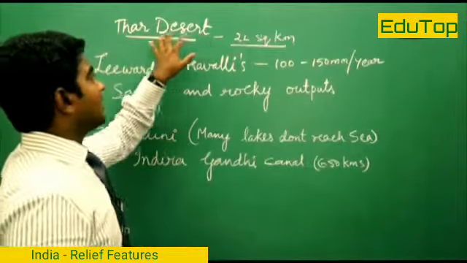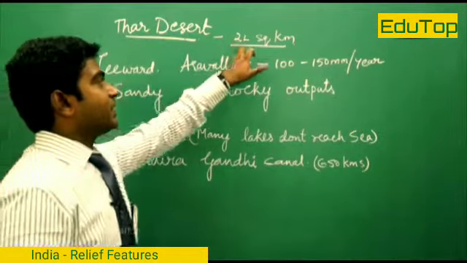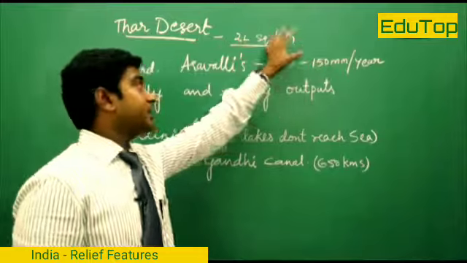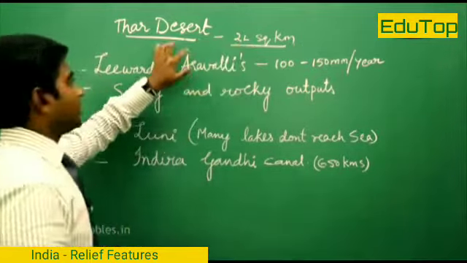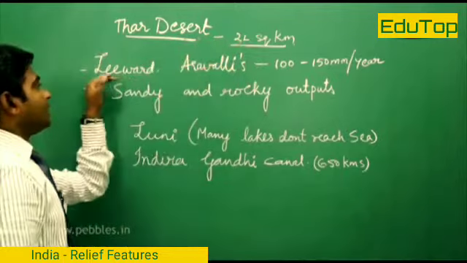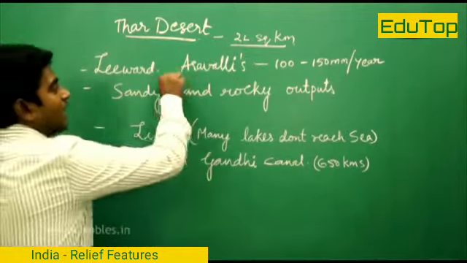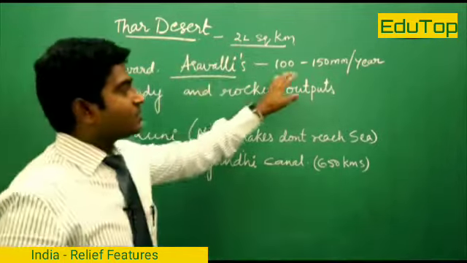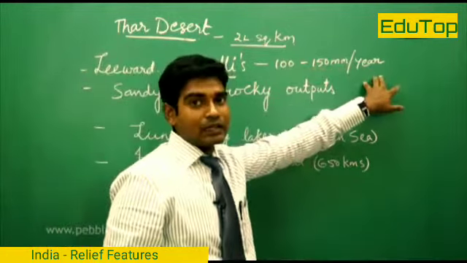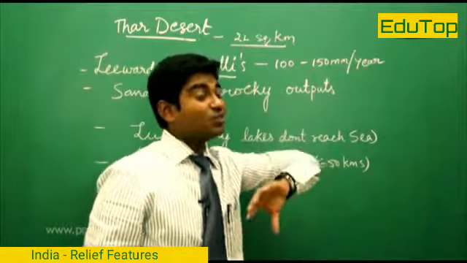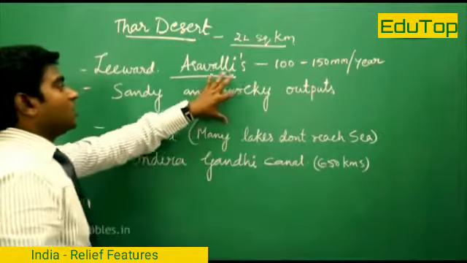Thar Desert. The Thar Desert covers a region of nearly 2 lakh square kilometers in our country. It is located in the western part of the Indian subcontinent, on the leeward side of the Aravalli region. The average rainfall in this region is just 100 to 150 millimeters per year. It's very less, almost zero when compared to our normal regions.